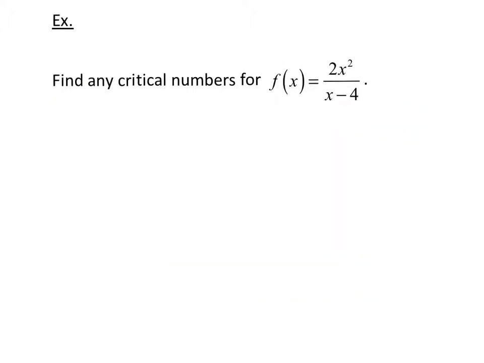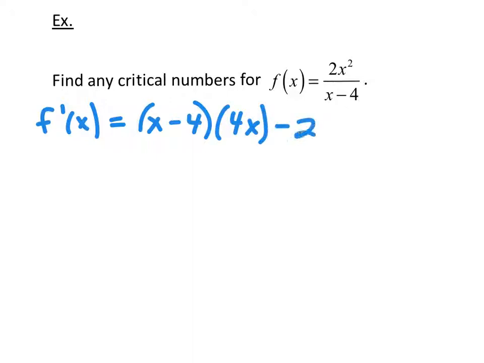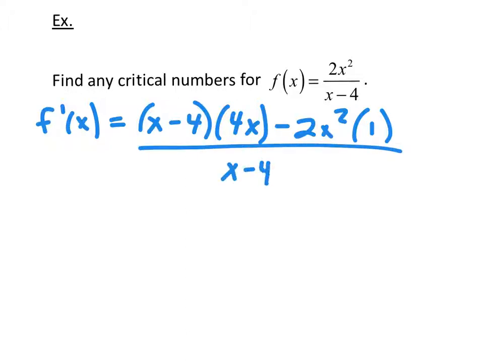So here's another example. Find any critical numbers for f of x is equal to the rational function 2x squared over x minus 4. Now, because I have a rational function and I'm trying to differentiate, that means I have to use quotient rule. So f prime of x would equal the bottom times the derivative of the top minus the top times the derivative of the bottom all over the bottom squared.